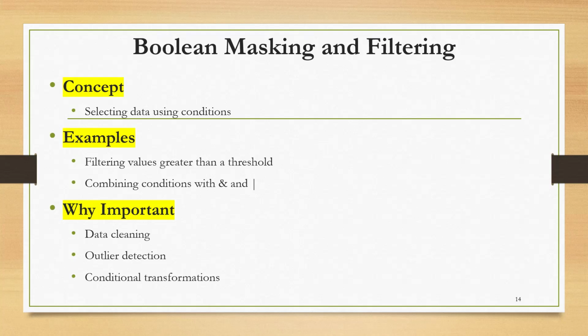So this is a kind of idea of using conditional transformation, like combining conditions with and, or. Why is it important? As we said, data cleaning, filtering, masking. Also outlier detection. I detect that outlier value if it's greater than some value, remove it, replace it with a default value, or do whatever you want to do with it. Then, as we said earlier, also conditional transformation.